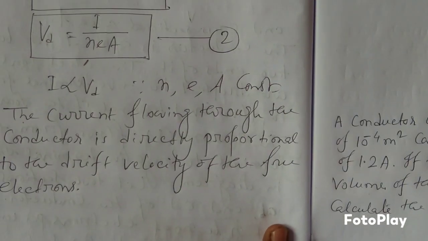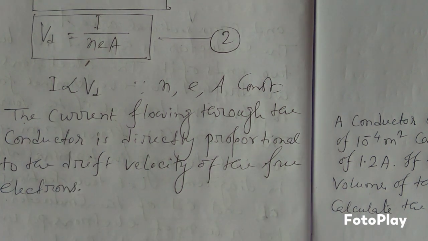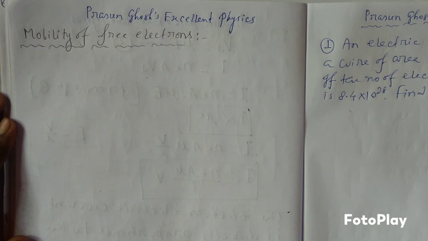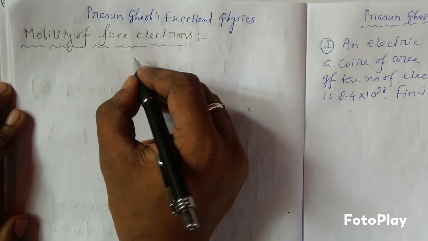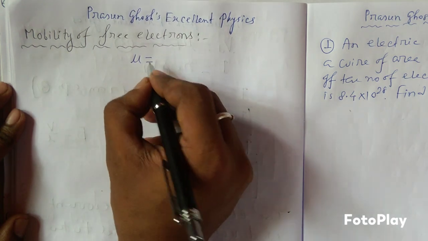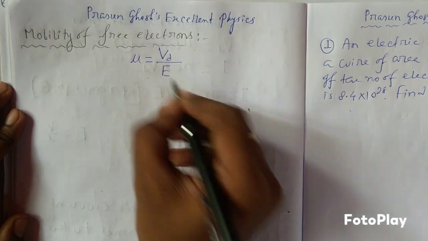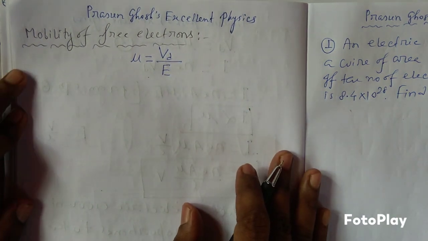So we have learned the equation of I, and from this equation we have calculated Vd equal to I by nA e. So Vd depends on I and on the area. Now we have to know what mobility is. Mobility is defined as mu equal to Vd divided by E. This is the relation of mobility.